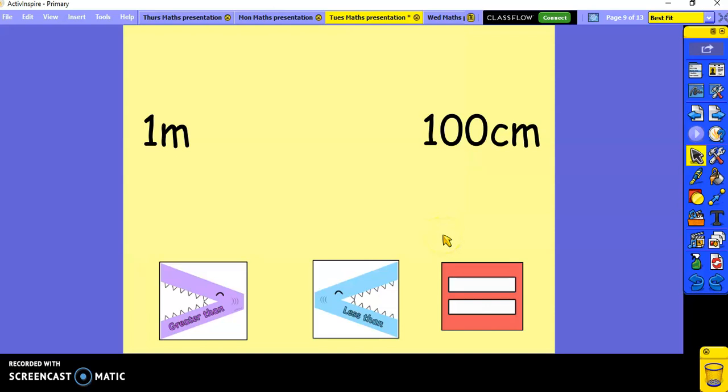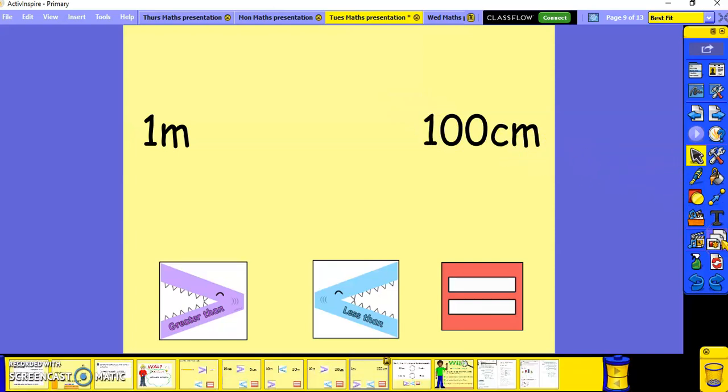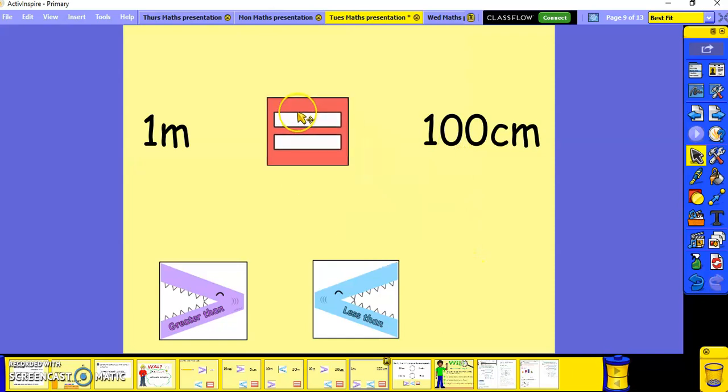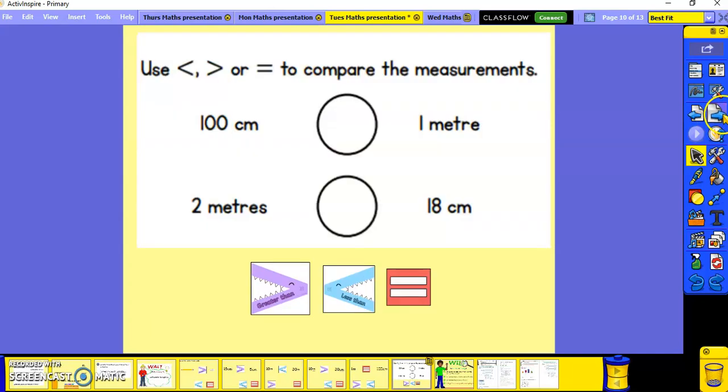Okay, let's have a look at one more. So 1 metre and 100 centimetres. Pause your video here. Okay, 1 metre, 100 centimetres. Well done to everybody who spotted that 1 metre is exactly the same as 100 centimetres. There's 100 centimetres in a metre.